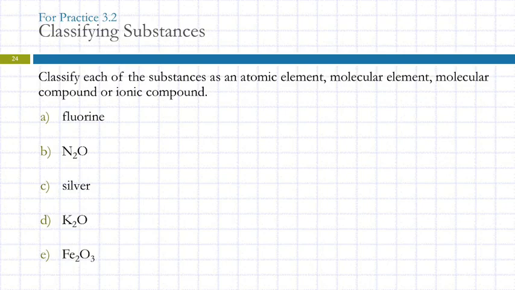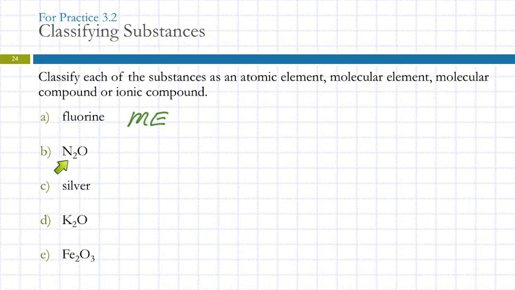So fluorine. First of all, element or compound? Element. Atomic or molecular? It's molecular. Horses need oats for clear brown eyes. It's one of the 7, right? So this is an element, but it's a molecular element. So I'm going to call it Me, molecular element.